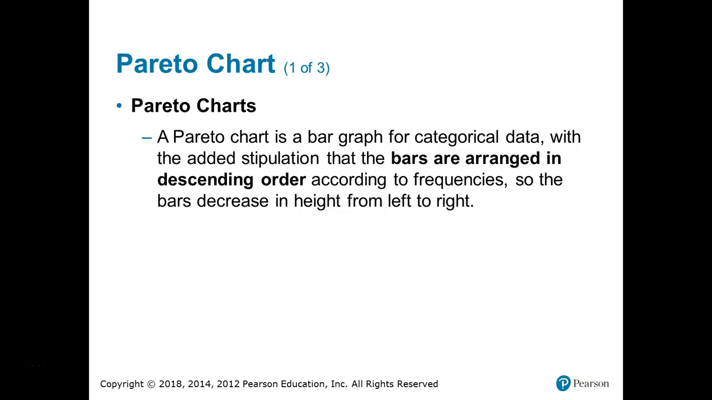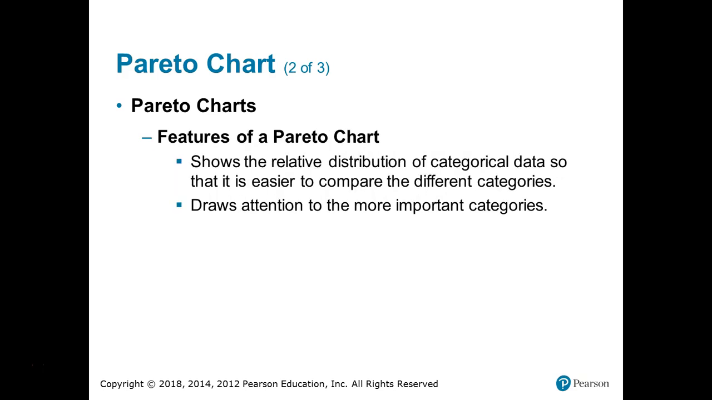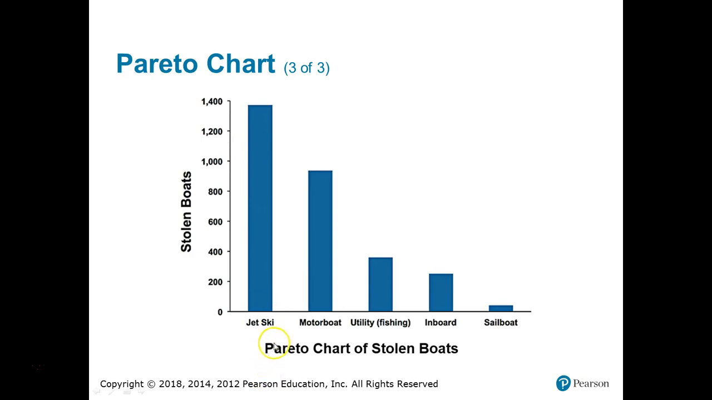A Pareto chart is like a bar graph, but the only additional factor is that the bars are to be arranged in descending order. So the bars decrease in height from the left to the right. Similar to a histogram, they show relative distribution of categorical data, and it draws attention to more important categories. So again, this is categorical data. You're looking at non-quantitative things along the x-axis, and you start with the most on the left, and then you go in decreasing order of heights as you move from left to right.